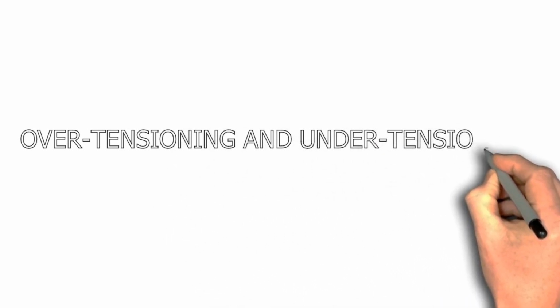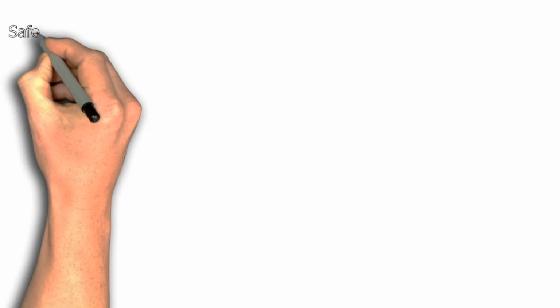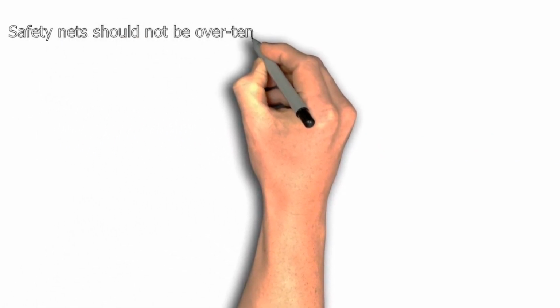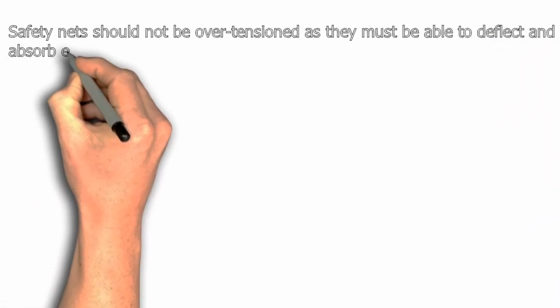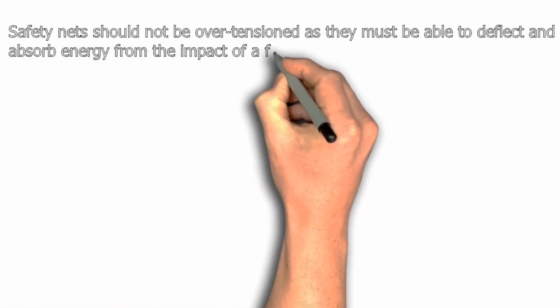Overtensioning and undertensioning. Safety nets should not be overtensioned as they must be able to deflect and absorb energy from the impact of a fall.